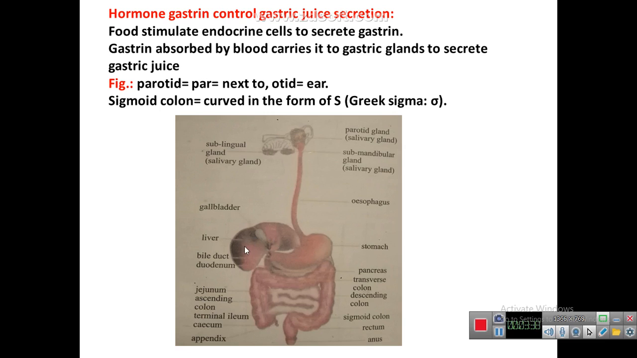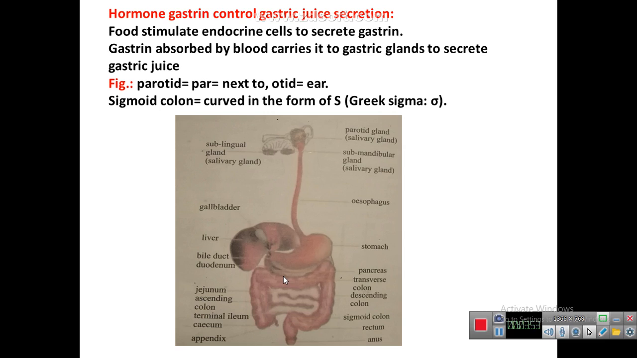This is the liver. Along with the liver, the gallbladder is present. The function of the liver is to secrete bile. The bile goes to the gallbladder, where it is stored and concentrated. Stomach opens into the small intestine.